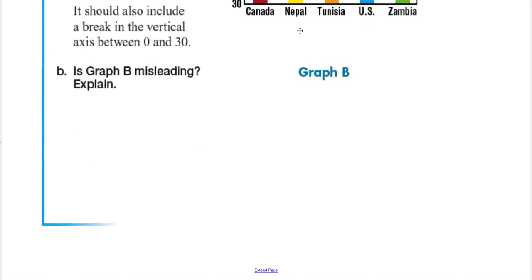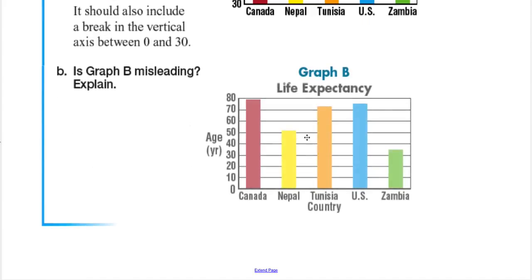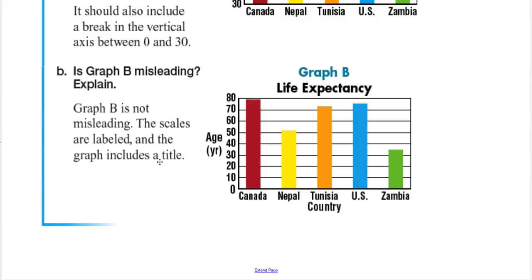But if you take a look at graph B, it has a title, it has labels on both axes, it starts with 0, and the intervals are fairly the same. So graph B is not misleading. The scales are labeled and the graph includes a title. Graph B is not misleading because it has all the necessary requirements to be fully understood.